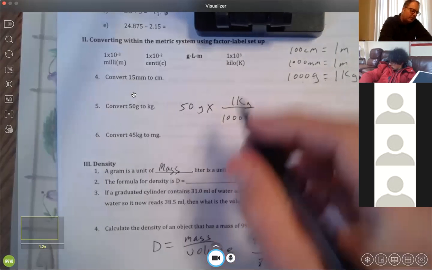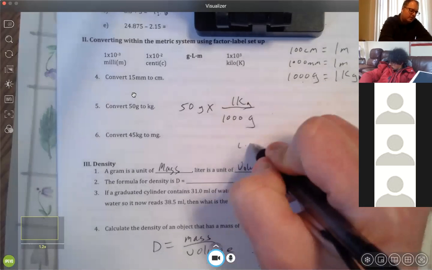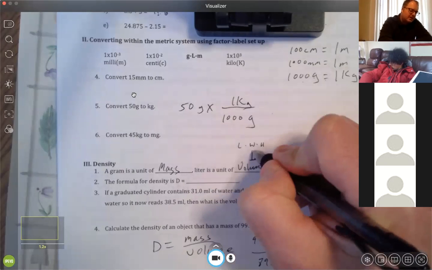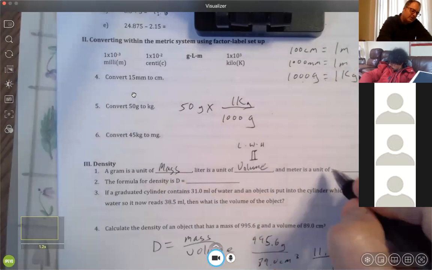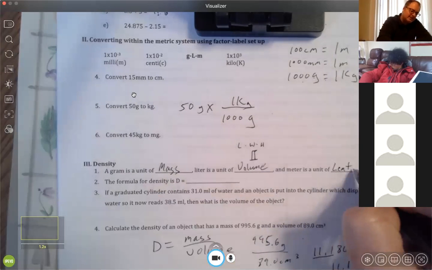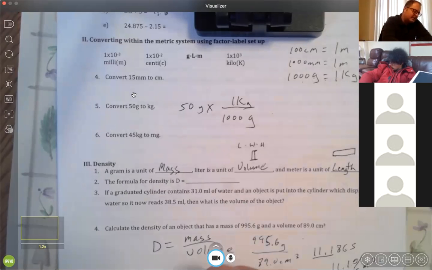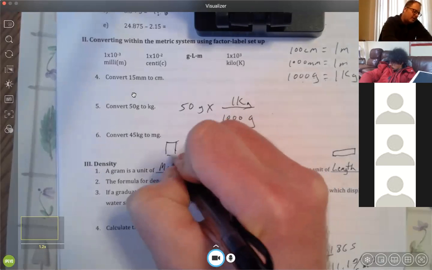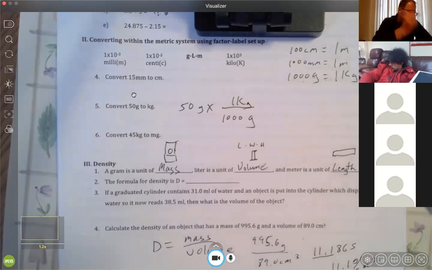Liter is a unit of volume. We can measure that two ways: length times width times height, or we can measure that using some type of graduated device, like a graduated cylinder. Meter is a unit between 2 points, that is a length. So we would use a meter stick or a ruler for that. Mass, we are high tech. For those of you that came in, you saw our amazing scales. Basically, you put something on there and it tells you that mass.